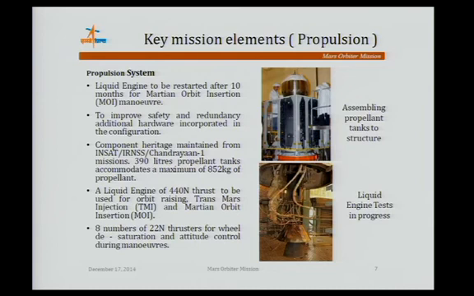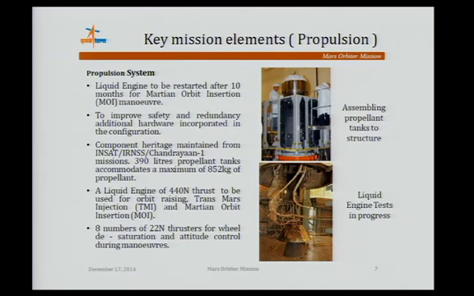Now I will be covering major key mission elements with the basic main elements involved in the spacecraft. I'll take up the propulsion. Basically, propulsion is a liquid engine. Nearly, it should operate after 10 months. That is a long period. Normally, in our geo mission, it will be operated only for 2 or 3 days. Here, it was the main constraint, which is supposed to operate after 10 months. And improved safety and redundancy.